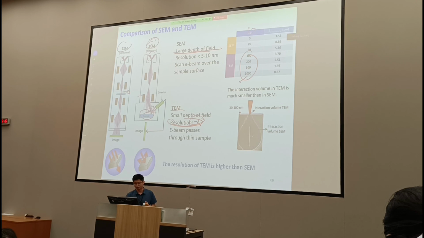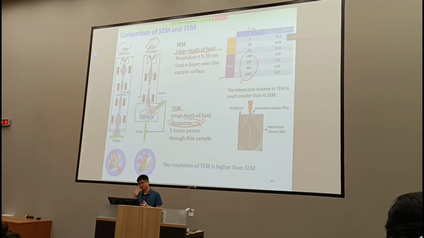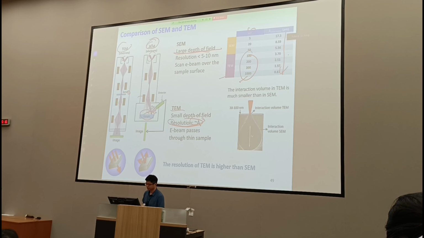acceleration up to 1,000, right? In the SEM you have 5 to 50. So electron energy in TEM is much higher than SEM. When you increase the kinetic energy of electrons, you reduce the wavelength of electrons. Right? The acceleration voltage is larger, the wavelength is smaller. So in principle, you offer better resolution.